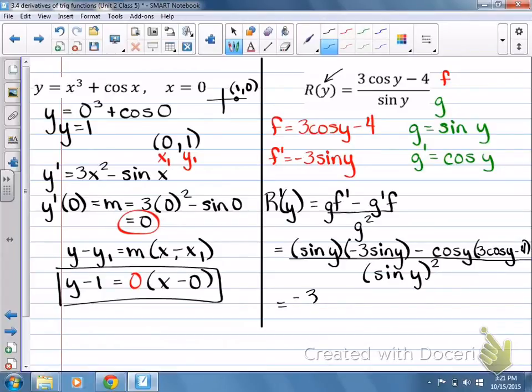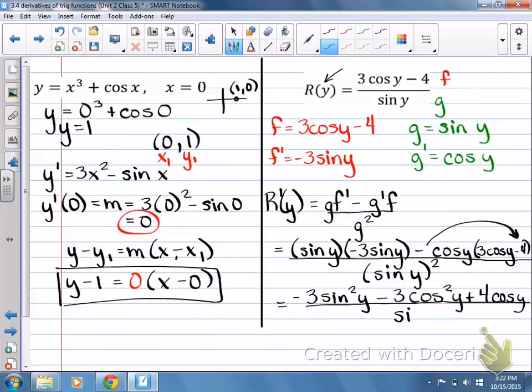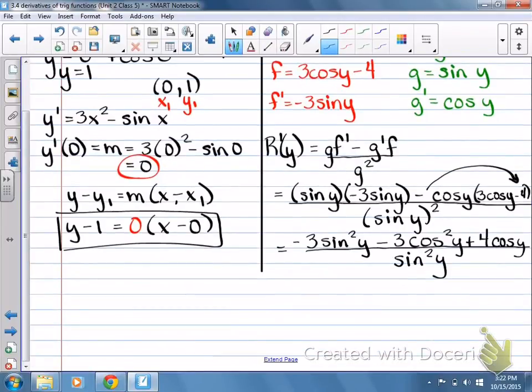So I have negative 3 sine squared, sine times sine is sine squared of y, minus 3 cosine squared of y. Remember, that minus cosine is going to distribute to the negative 4, so I'm going to get plus 4 cosine of y, all over sine squared of y. Now if you look, hopefully, it doesn't look exactly like what you know, but sine squared and cosine squared should be a nice red blinking light that something is important here.